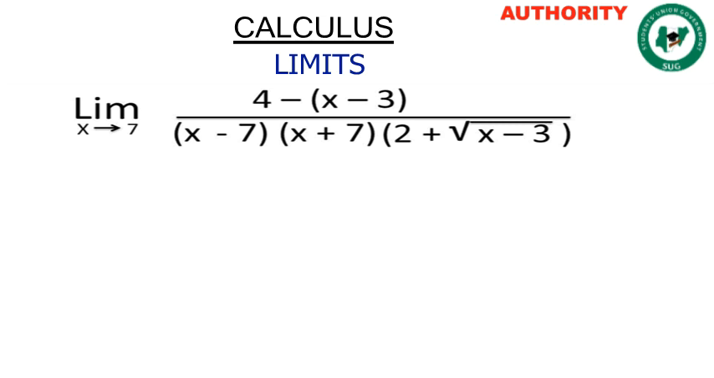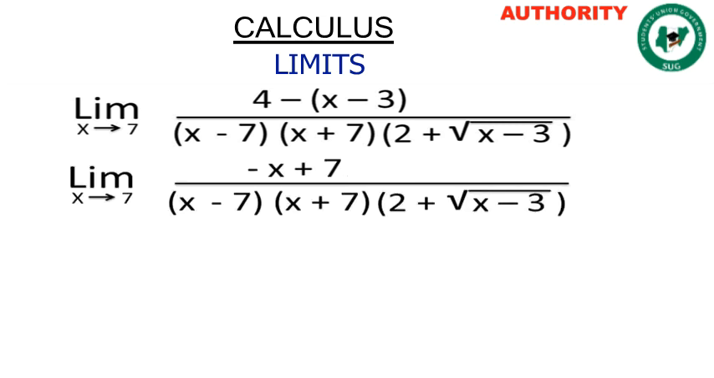We are going to have the limit as x approaches 7. 4 plus 3 will give us 7, so we have minus x plus 7 all over (x minus 7)(x plus 7)(2 plus the square root of x minus 3). Listen and see what you are going to do. Please don't cancel anything yet. Let's factor out minus 1 in this minus x plus 7.